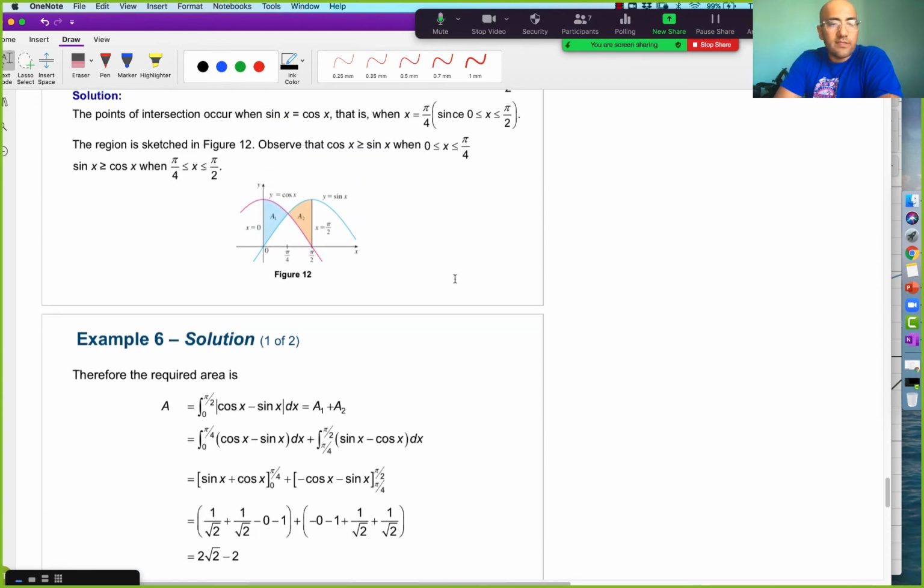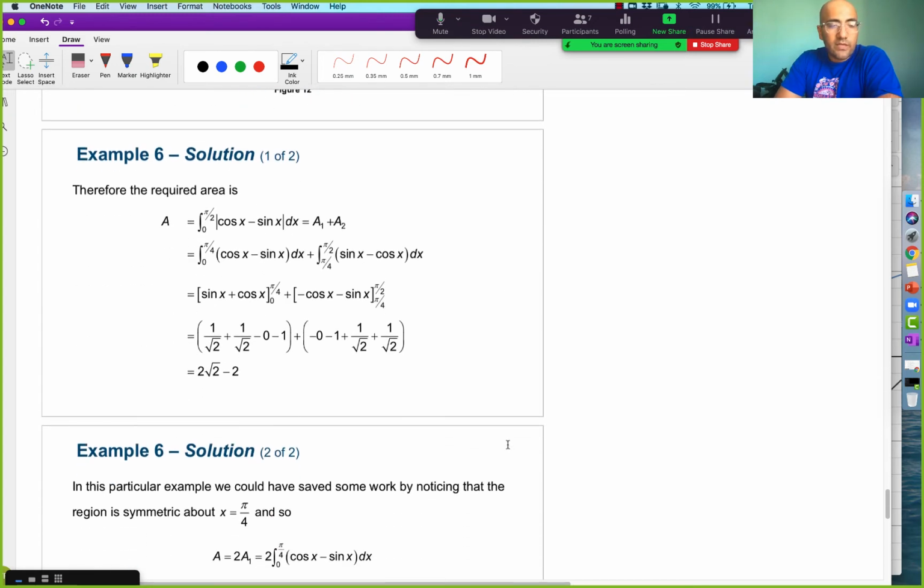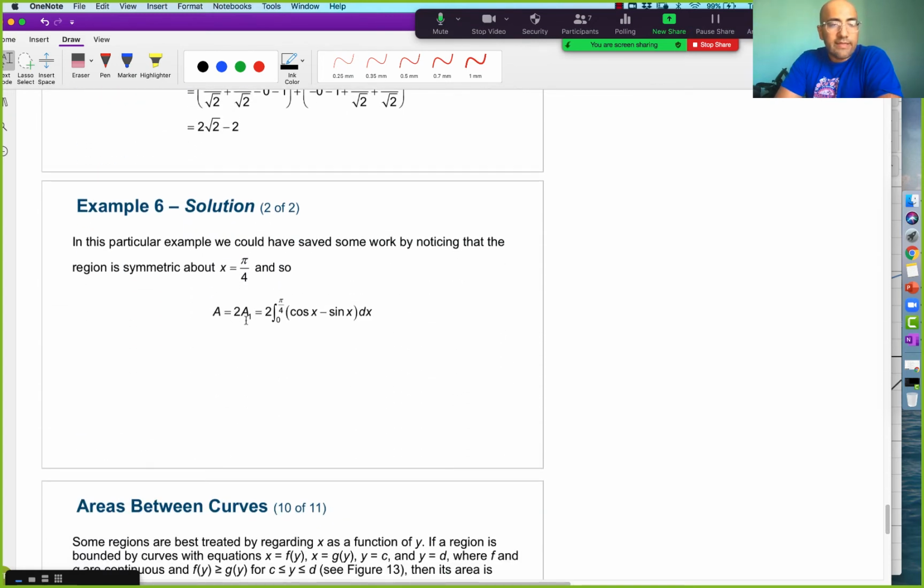Also, we could have noticed in symmetry, by the way. We could have said, well, this blue region and this orange region are going to be the same, based on symmetry. So you could have just found the area of one of them and doubled it. Right? So that's the other potential solution. Find the area of the first one, double it. That'll give you the area of the whole thing.